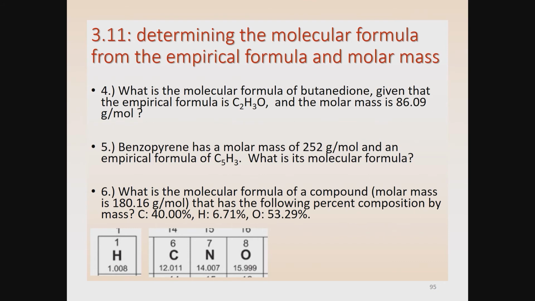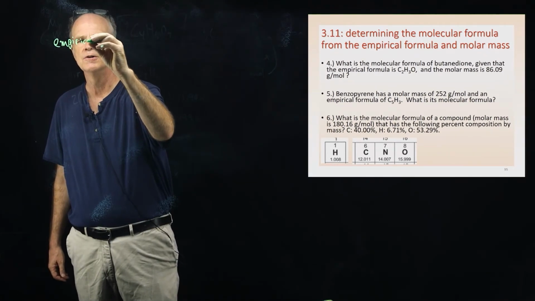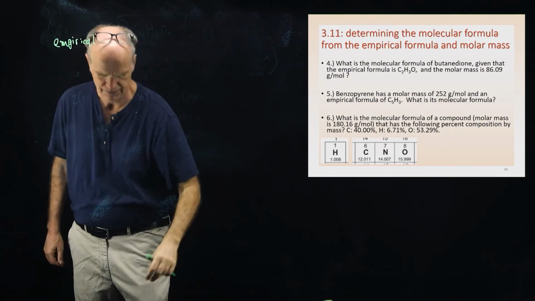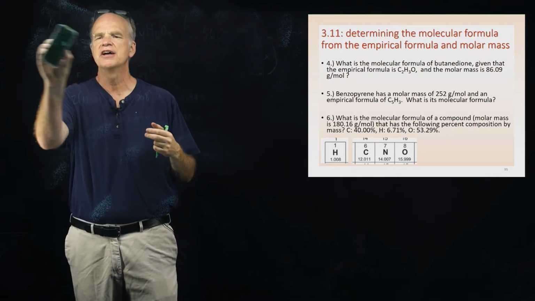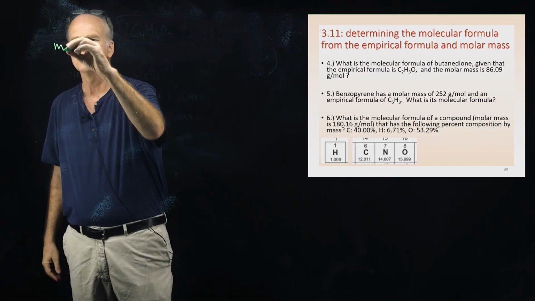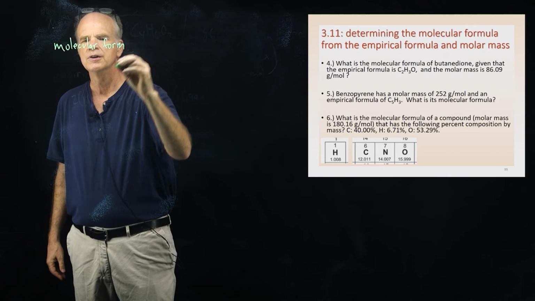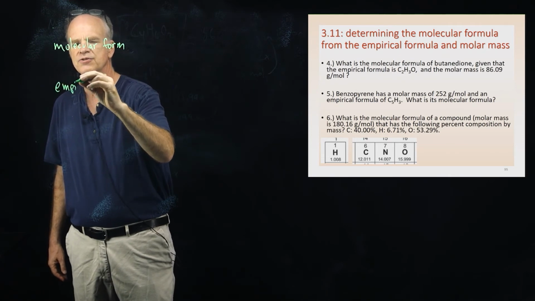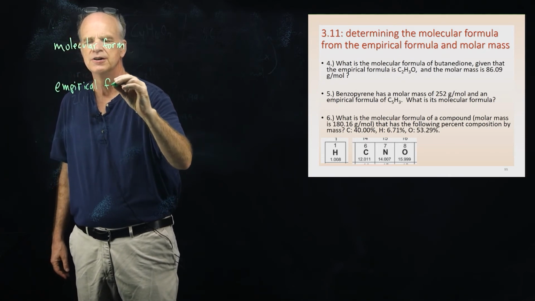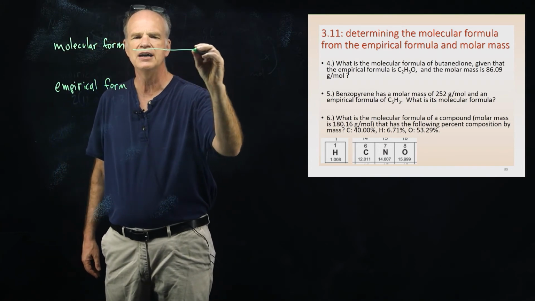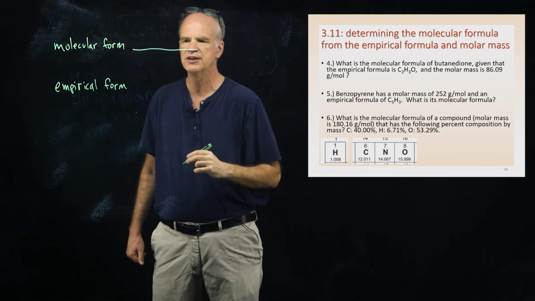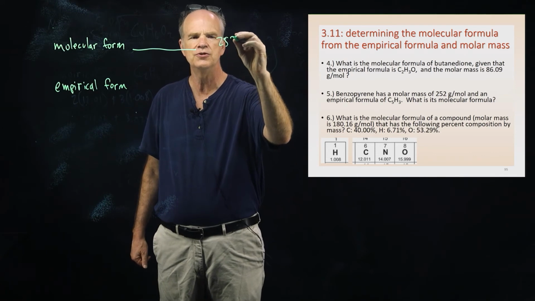Benzopyrene has a molar mass of 252 grams per mole and an empirical formula of C5H3. What is the molecular formula? Okay, so let's set this up. I find it's better to start with the molecular formula, and then have the empirical formula after that. That helps a little bit. Okay, so we're trying to find the molecular formula for this compound. Now we are given a molecular mass of 252 grams per mole.